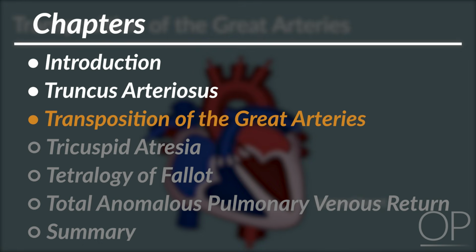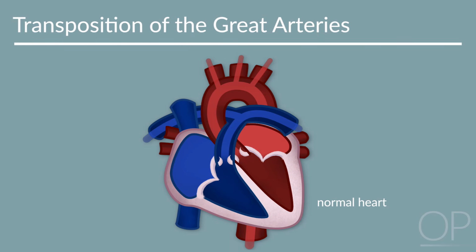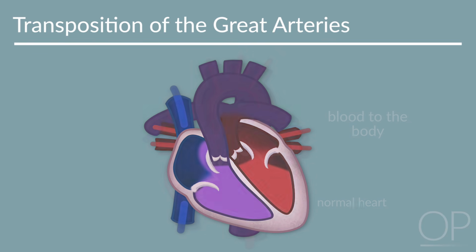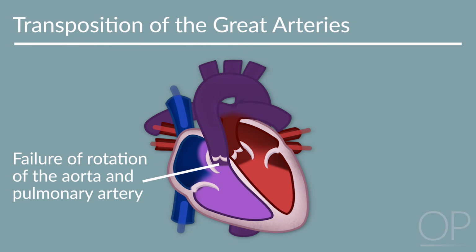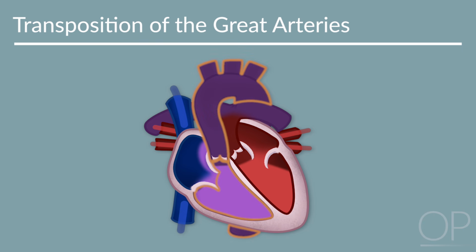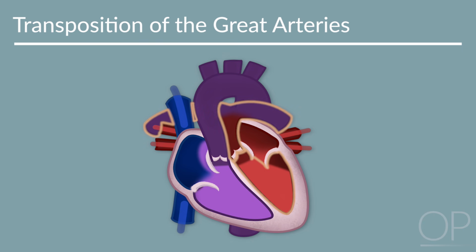Transposition of the great arteries. In a normal heart, the pulmonary artery connects to the right ventricle carrying blood to the lungs, and the aorta connects to the left ventricle carrying blood to the body. Transposition of the great arteries is caused by failure of rotation of the aorta and pulmonary artery during embryologic development of the heart. This leaves the aorta attached to the right ventricle and the pulmonary artery attached to the left ventricle, creating two parallel circuits.